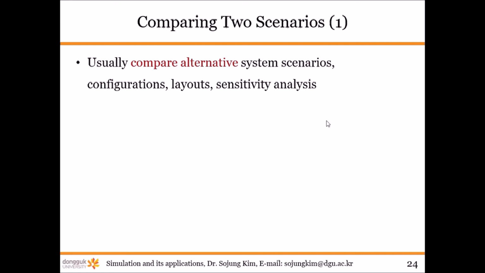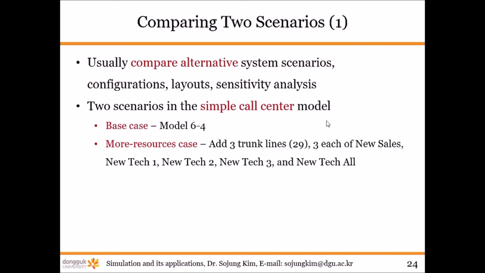Usually we want to compare alternative system scenarios, configurations, and layouts, and also conduct a sensitivity analysis. To address these two scenario comparison cases, I will utilize model 6-4, which is a simple call center, as a base case, and increase the resources of the base case. In other words, we can add 3 trunk lines, and 3 each of Sales, Tech 1, Tech 2, Tech 3, and Tech All. So we have a base case and a more resources case.